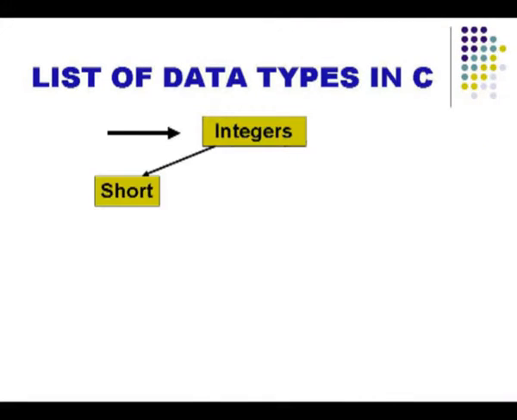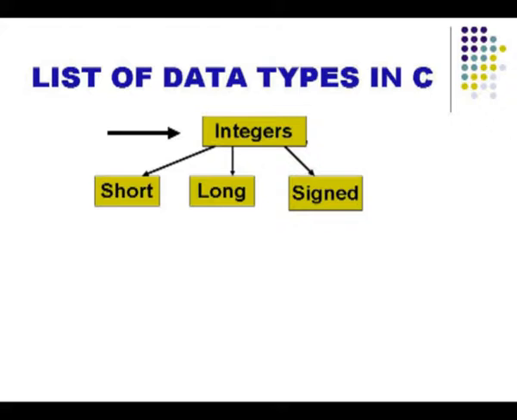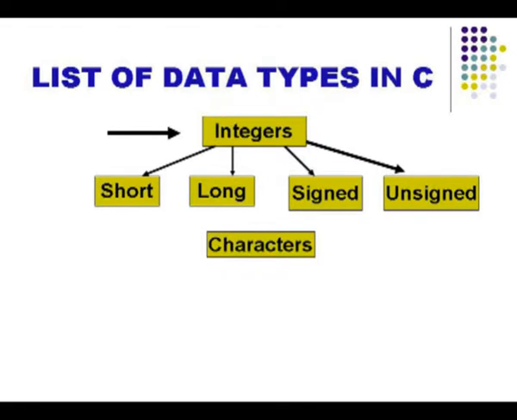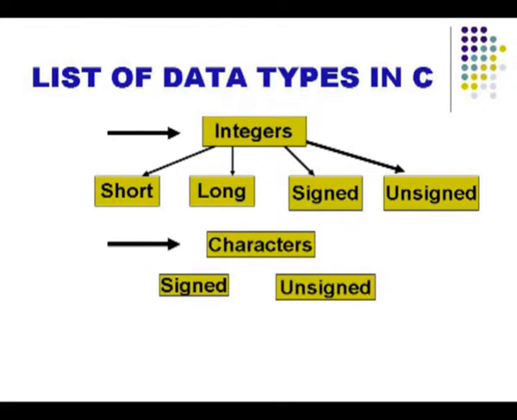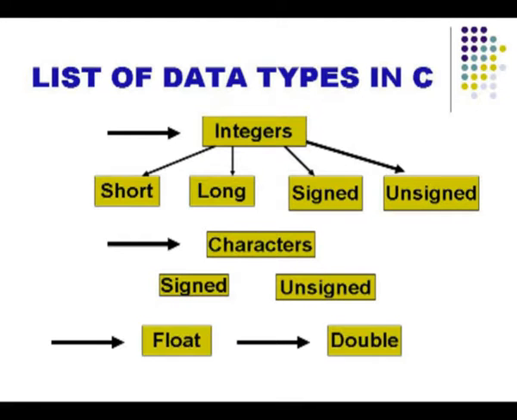So, the further classification of integers is short integer, long integer, signed integers and unsigned integers. In characters which represent text, we have signed characters and unsigned characters. Now, float and double represent the fractional numbers. Now, we will see in detail what are the characteristics of each of these data types.